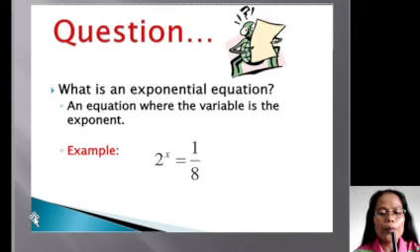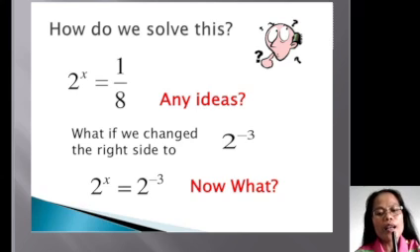Now we are going to find what known exponent of 2 is equal to 1/8. So what shall we do? How do we solve this? Any ideas how to solve this? Now, what if we change 2 to the power of -3? We will make 1/8 as base 2. Right? 2 to the power of -3 is equivalent to 1/8 also.